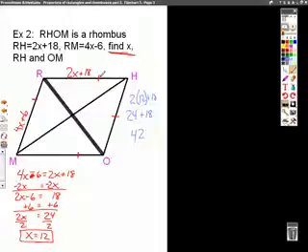And again, what do you know about the lengths of all 4 sides of a rhombus? They're all the same. So all the sides in this case are 42. And 42 what, you might ask? Units, because nothing is given to me as far as that information is concerned.